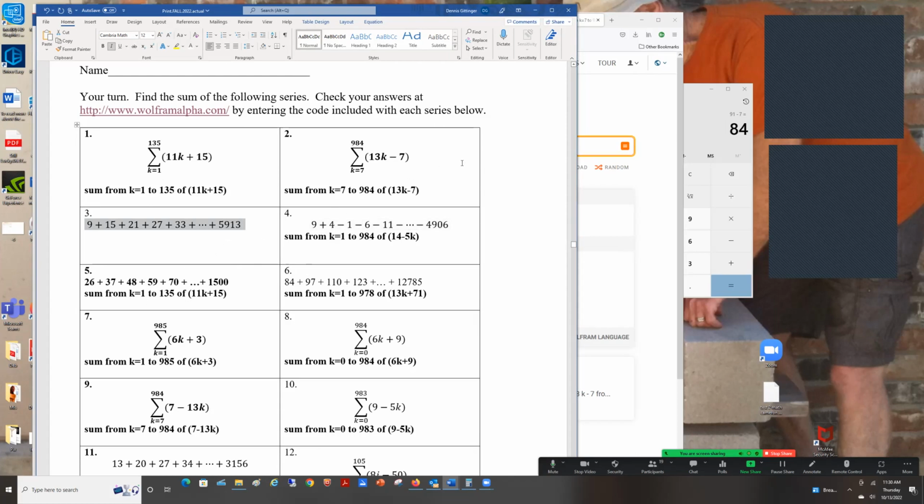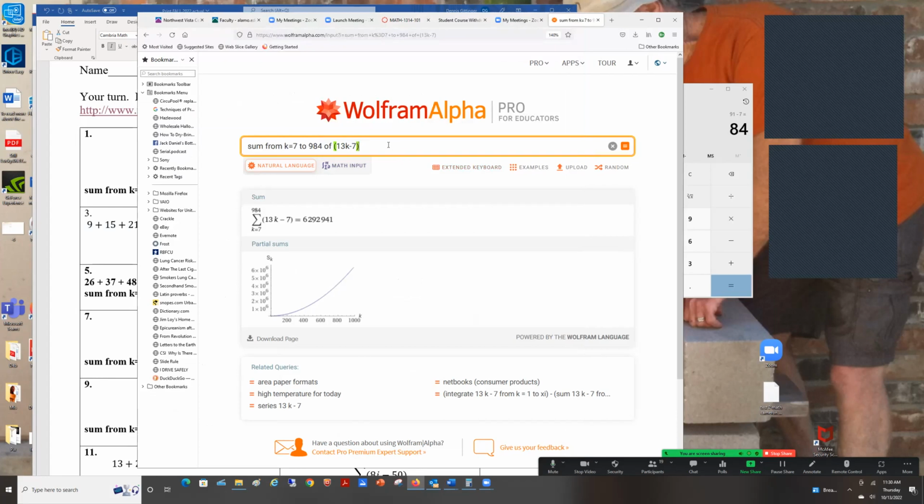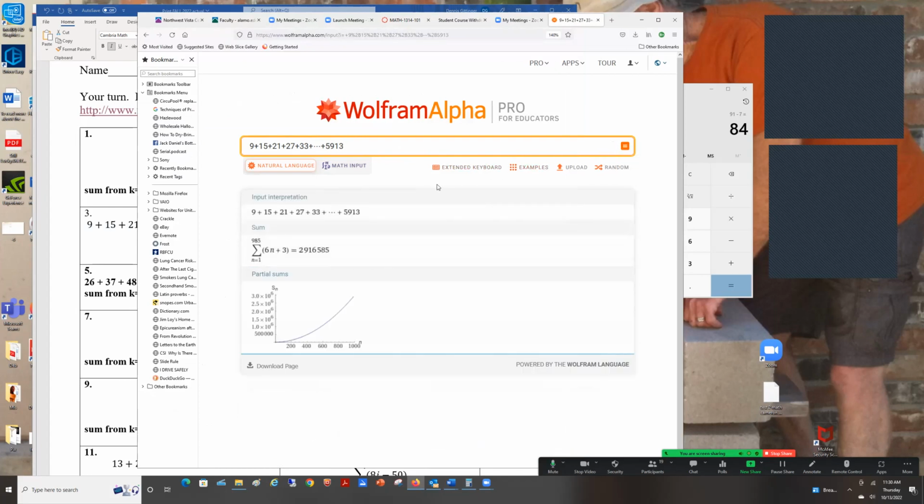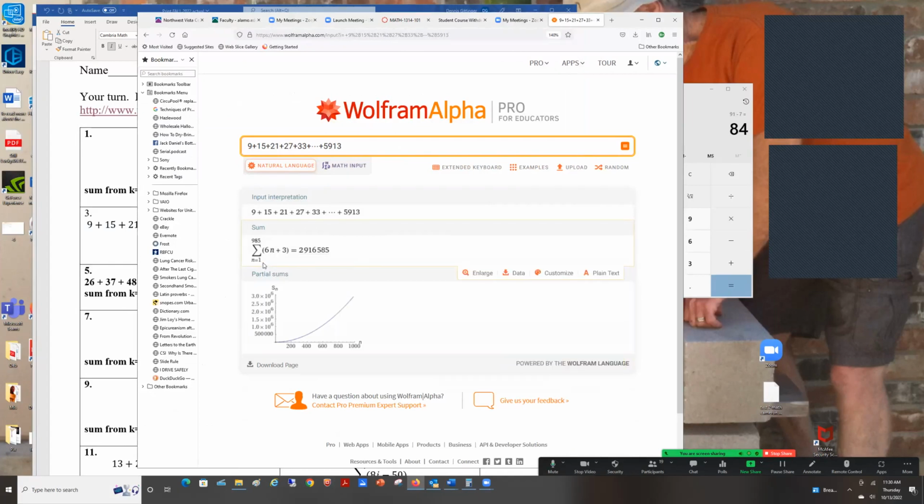You can also go to Wolfram Alpha and you can plug in those numbers and either click on the equal sign, or hit the enter key, and it will tell you, not only will it give you the answer of 9 plus 15 plus 21, yada, yada, yada, it will tell you the sigma form of it, or one of the sigma forms. You can write this in many different ways using sigma just by adjusting the 3 to be something entirely different.